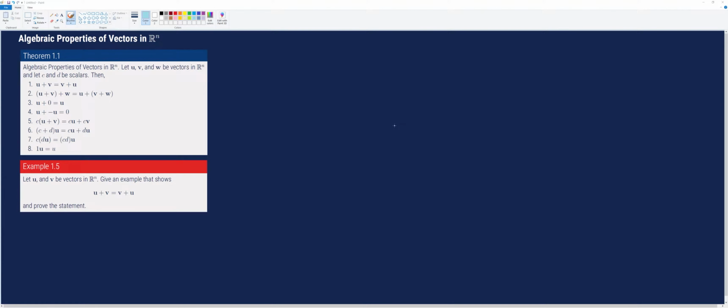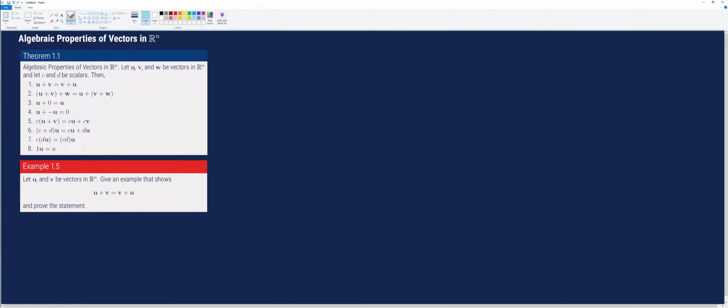In this video, we will discuss the algebraic properties of vectors in Rn. Just like any operations, vector addition and scalar multiplication have properties that are very useful when we solve a series of vector operations.